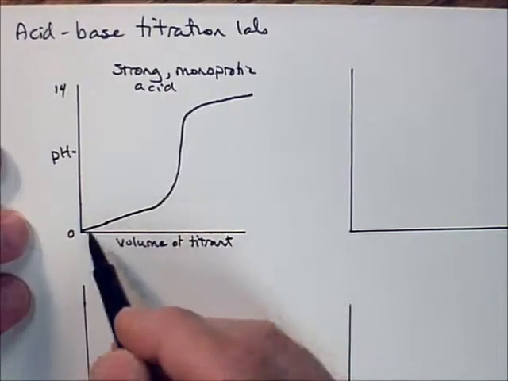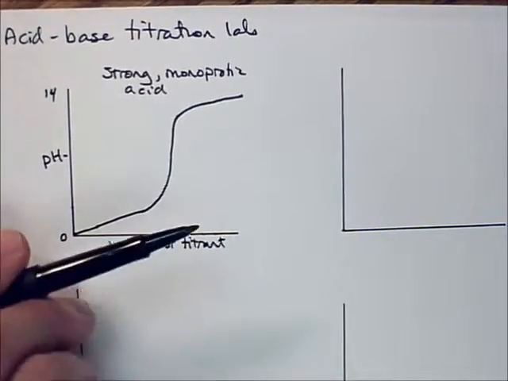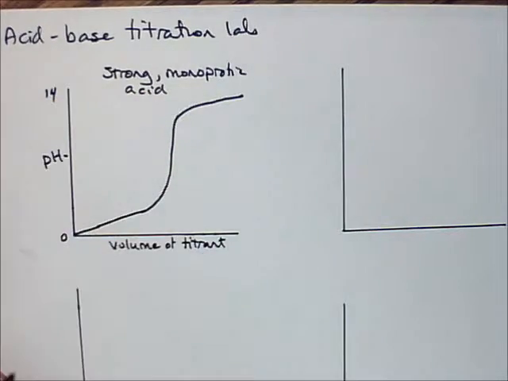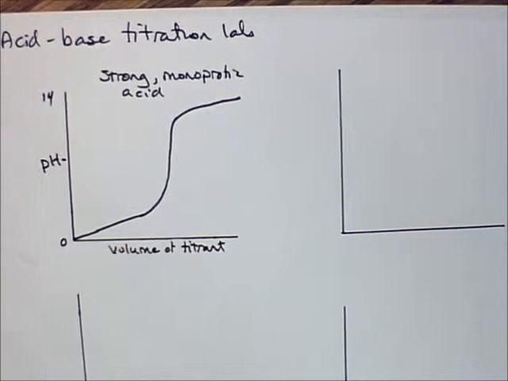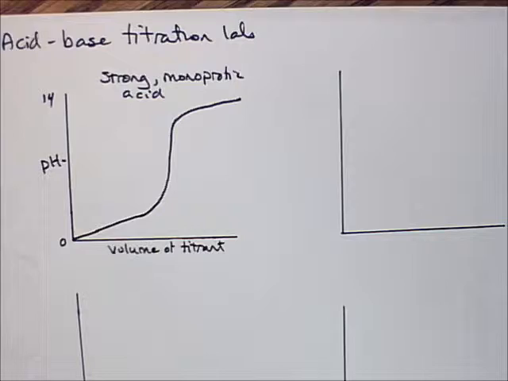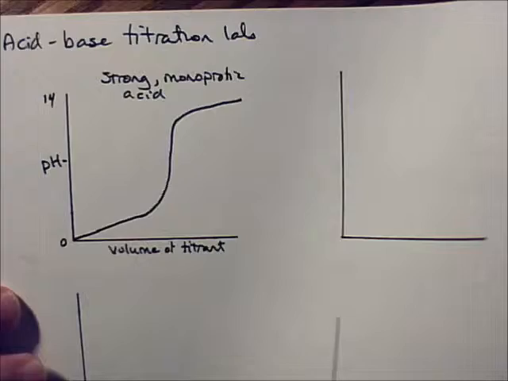So a strong monoprotic acid will look something like this. Now, there could be some differences, okay? The slope here might be a little different on either end. That makes sense? But by and large, this is the general pattern you'll see of a strong monoprotic acid. All right? What does monoprotic mean? One hydrogen on the acid that comes off. Okay? So hydrochloric acid is a strong monoprotic acid.